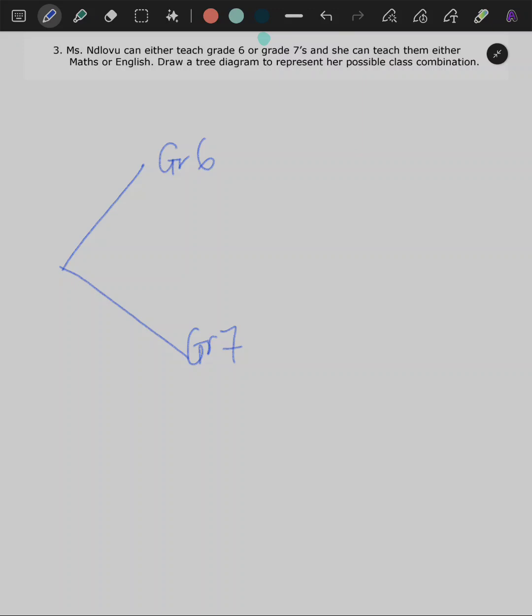Then once she's chosen the grade, she can choose whether she's going to teach them English or maths. So let's say she chose the grade 6s. Now what is her next choice? Well, her choice is either to teach them English or to teach them maths. Or if she didn't choose the grade 6s, she went to the grade 7s. Again, she can still choose English or maths. And that's almost a complete diagram.